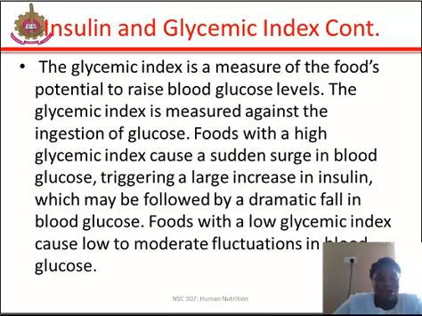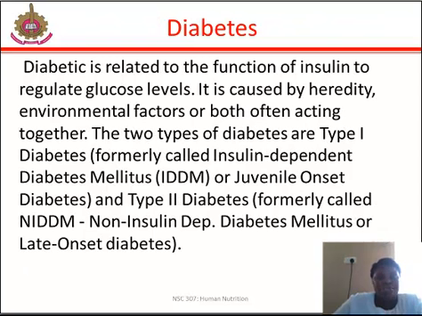Foods with a high glycemic index cause a sudden surge in blood glucose, triggering a large increase in insulin, which may be followed by a dramatic fall in blood glucose. Foods with a low glycemic index cause low to moderate fluctuations in blood glucose.